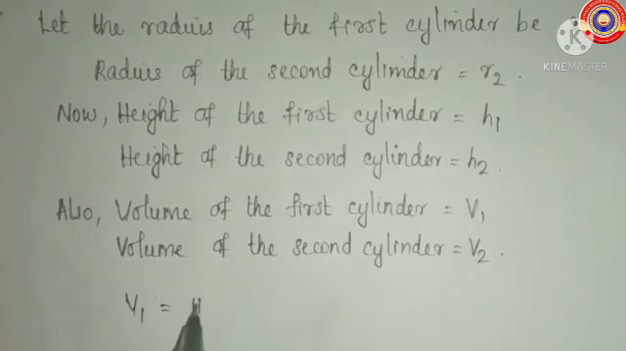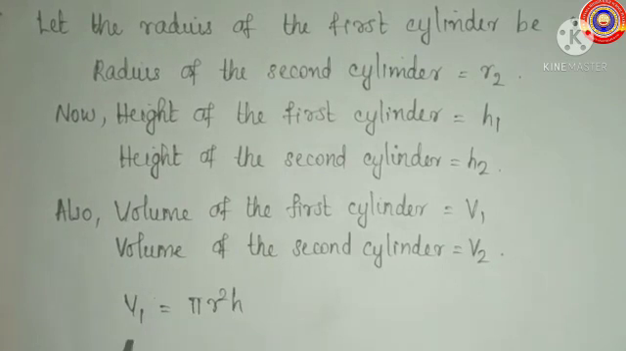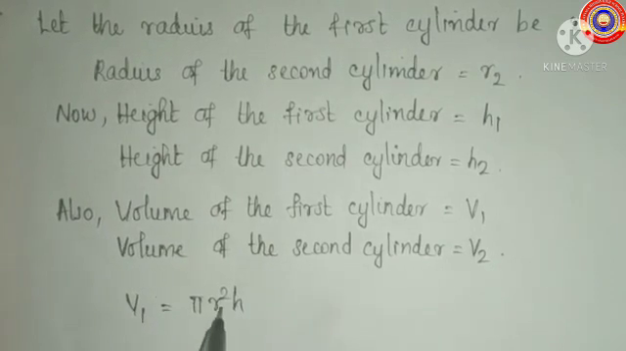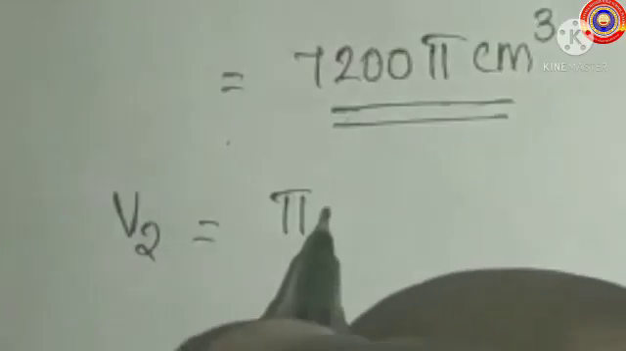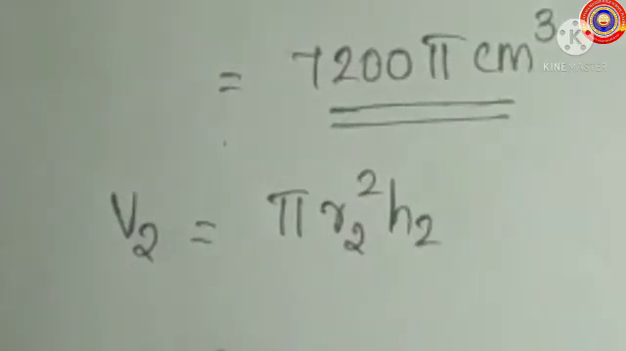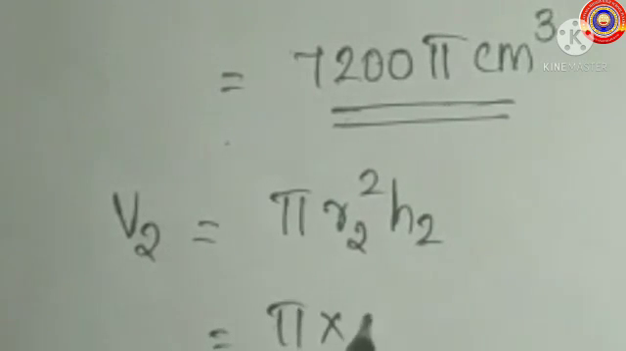We know that volume of the cylinder is equal to pi r square h. So volume of the first cylinder is pi R1 square H1, which is equal to pi into 15 square into 32. Why? Because R1 is 15 and H1 is 32. Pi into 15 square is 225, so 225 into 32 is equal to 7200 pi centimeter cube.